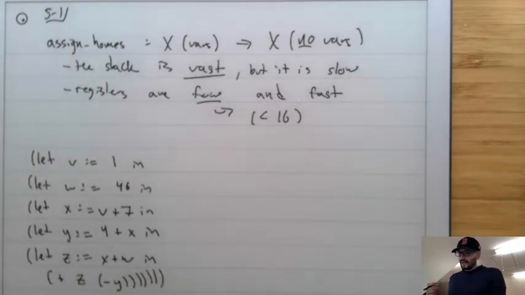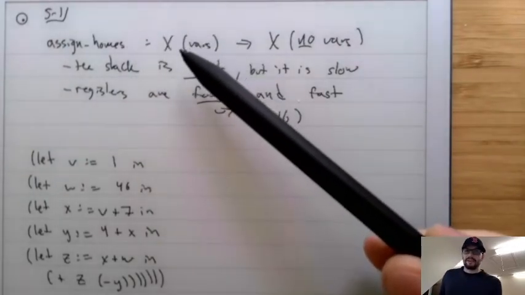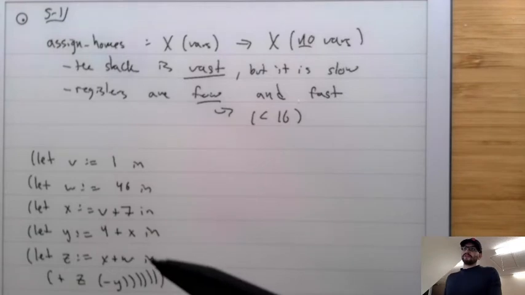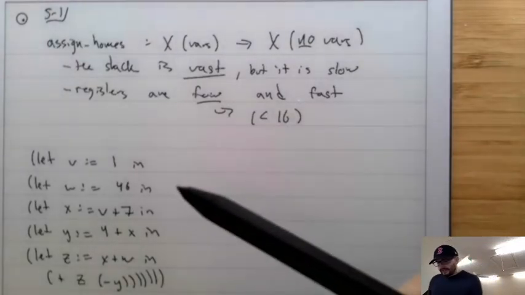So what we're going to do is, in our assign homes function that takes the X variables to X with no variables, we're going to change just that one function so it does a better job at register allocation. And to help explain how it works, we're going to look at one simple program and show what it would do. So here's this program.